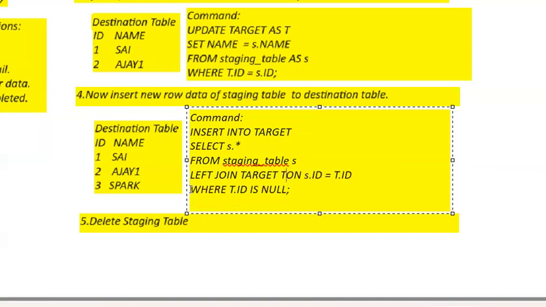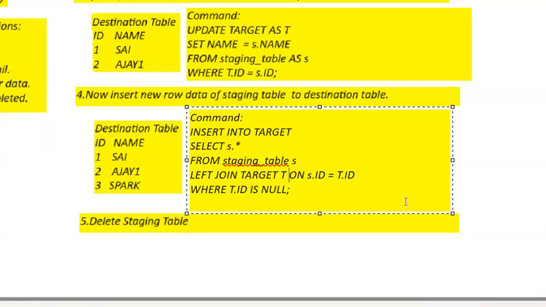So what does this line indicate? This line performs a left join between your staging table and the target table. Based on what? Based on ID, it will perform the left join. This join will include all the rows from your staging table and the matching rows from the target table.